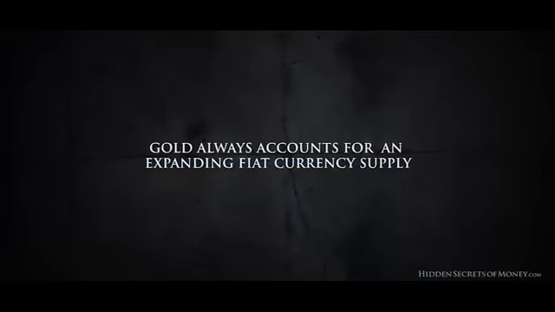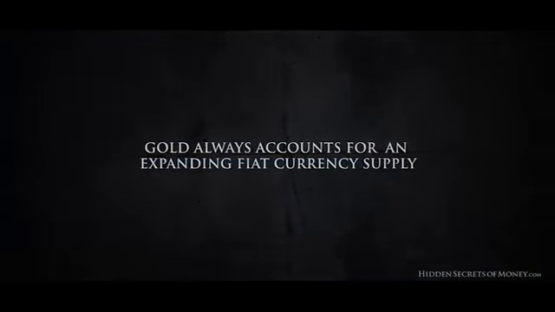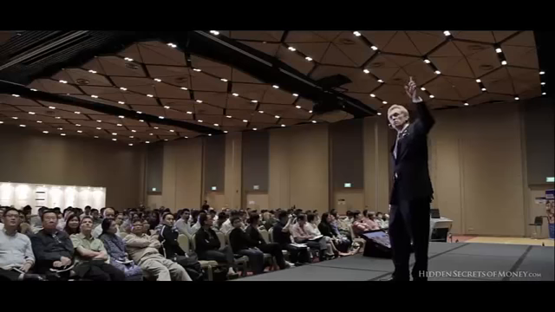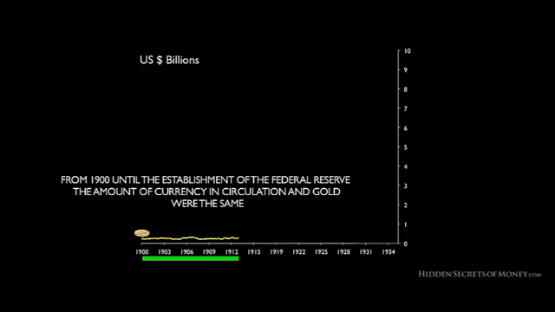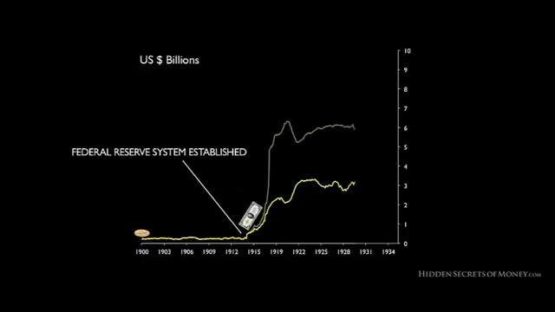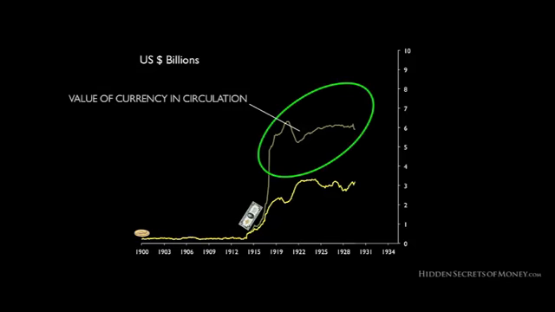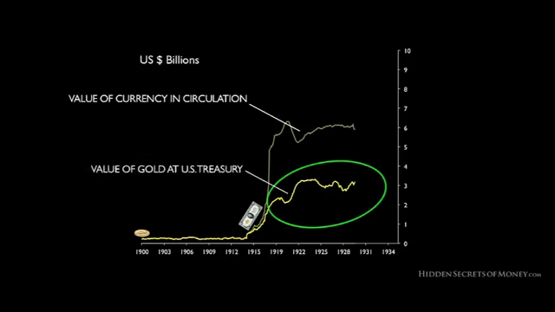This is gold and how it accounts for a currency supply. This is our base money in the United States, which was gold back here from 1900 until the Federal Reserve. The amount of currency in circulation and gold were the same. And then we established the Federal Reserve, and we inflated for World War I, and we had more currency in circulation than we had gold to back it.